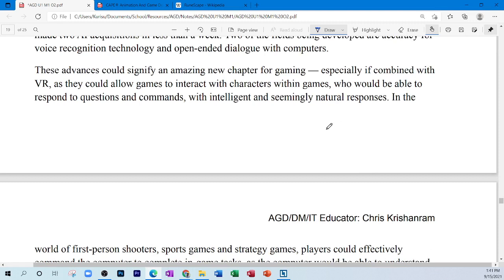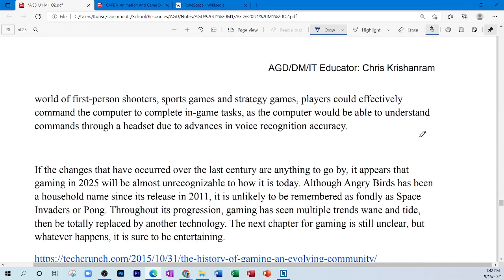These advances could signify an amazing new chapter for gaming, especially if combined with VR, as they could allow games to interact with characters within games, who would possibly be able to respond to questions and commands with intelligent and seemingly natural responses. In the world of first-person shooters, sports games, and strategy games, players could effectively command the computer to complete in-game tasks, as the computer would be able to understand commands through a headset due to voice recognition accuracy. If the changes that have occurred over the last century are anything to go by, it appears that gaming in 2025 will be almost unrecognizable compared to how it is today.